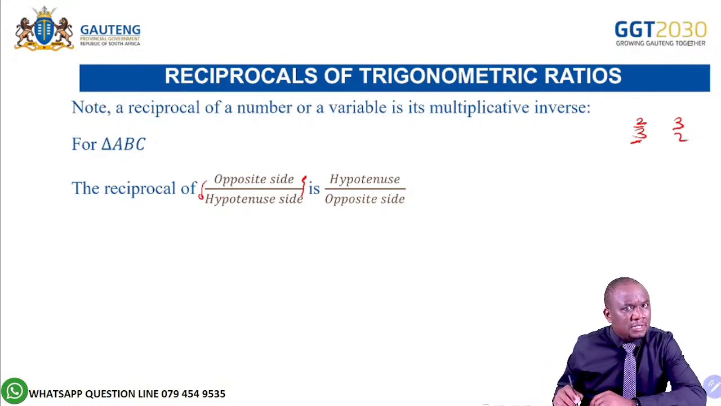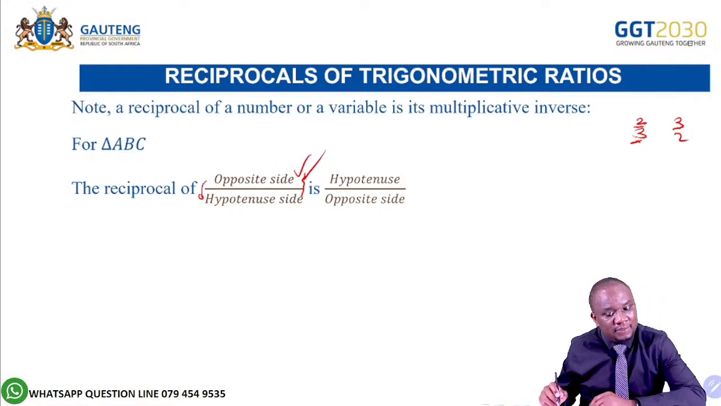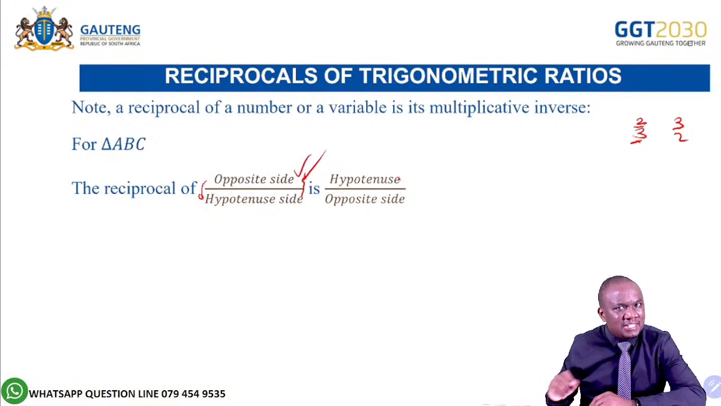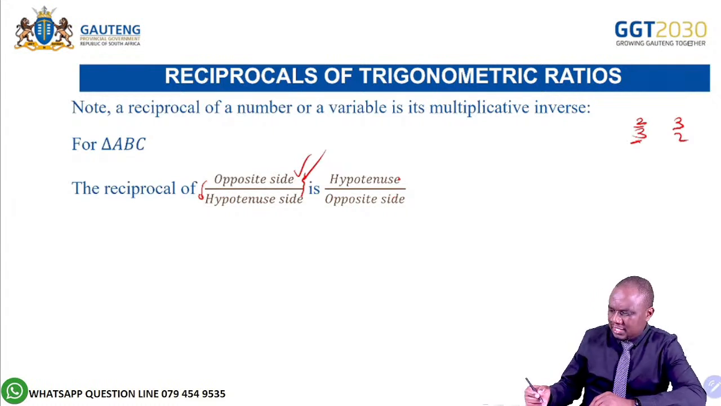So what's the reciprocal of sine theta? Because this is sine theta. The reciprocal of sine theta is hypotenuse over opposite side. Does it have a special name? Yes, it has a special name. I'll give you that special name later.